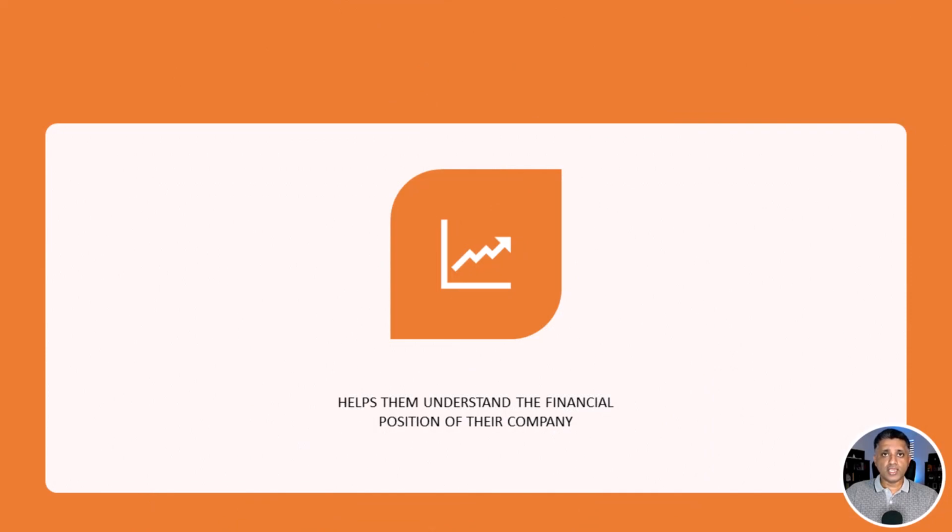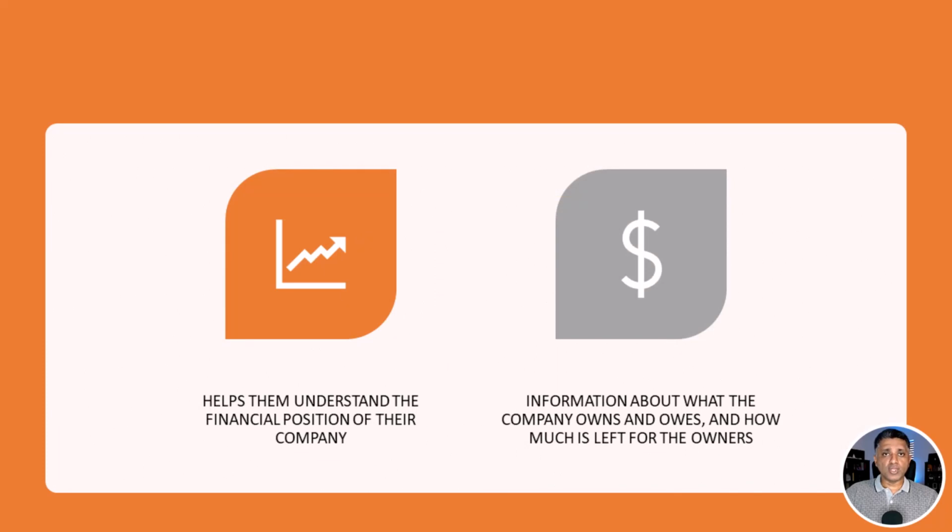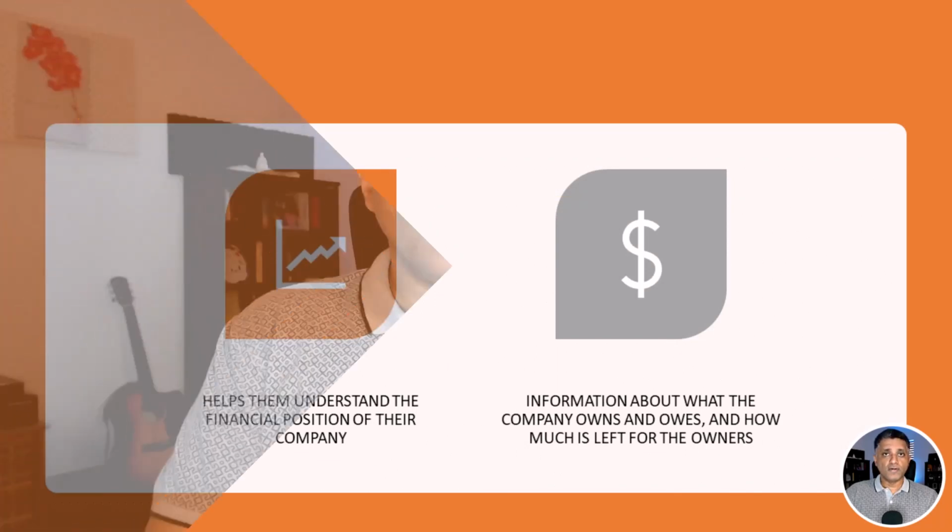It provides information about what the company owns and owes, and how much is left for the owners. This information is crucial for making informed business decisions, such as determining whether to invest in new equipment, expand the business, or pay dividends to the shareholders.